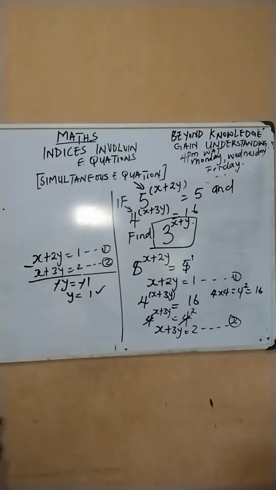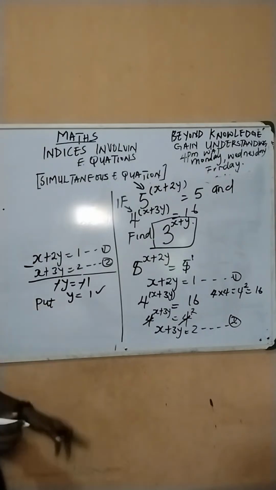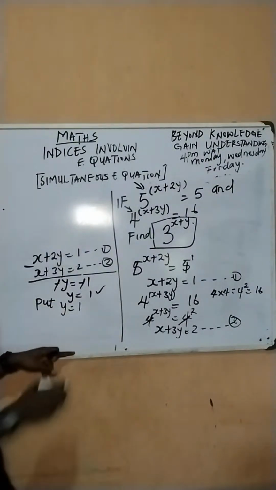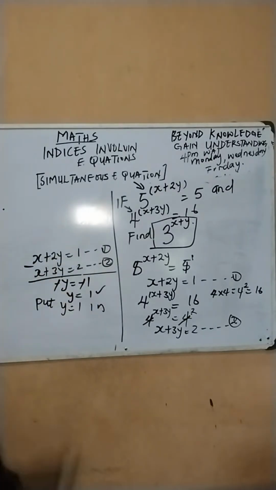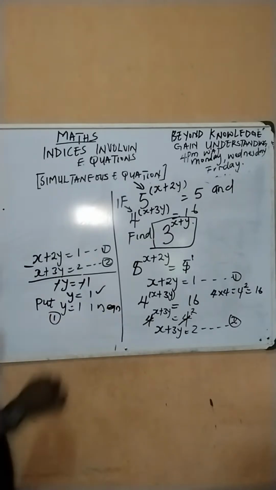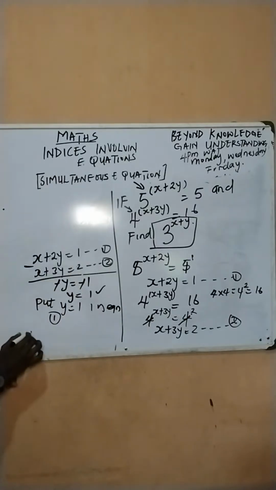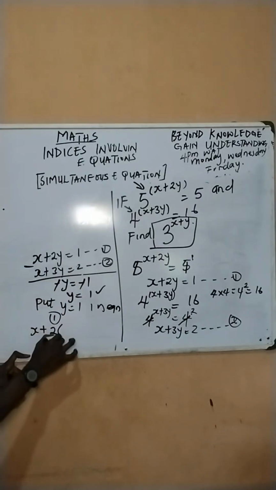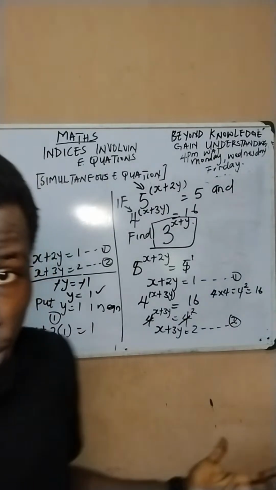Once we've gotten to this extent, the next thing we're going to do, since we have found y, is put the value of y equals 1 in any equation of your choice, whether equation 1 or equation 2. So put y equals 1. I want to put it in equation 1. Anywhere I see y in equation 1, I'll replace it with 1. So going forward, this becomes x plus 2 open bracket 1 equals 1. That's how to use the elimination method, okay?